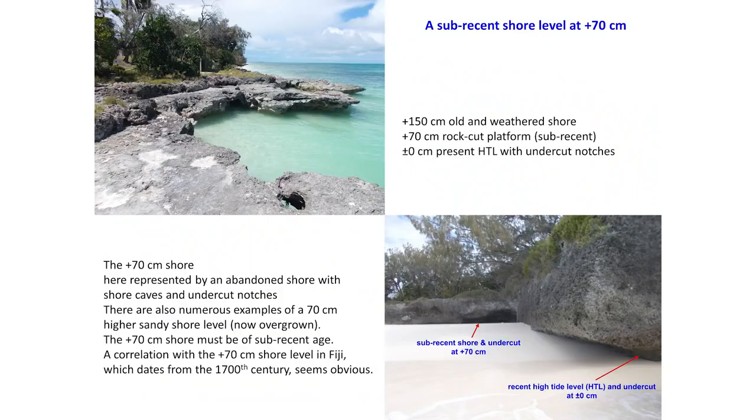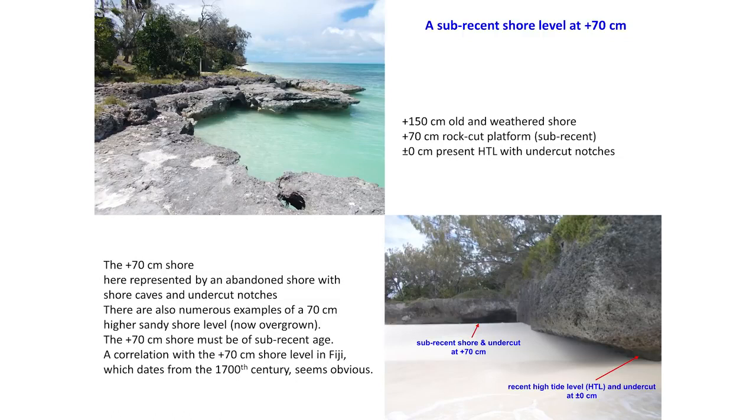Now comes some interesting thing here. This very nice rock cut platform. It is fresh. It's not eroded and not weathered at all. This one, which is another rock cut platform at 150 centimeters height, about high tide level, is very strongly weathered. This is not strongly weathered. And then you have the present undercut.